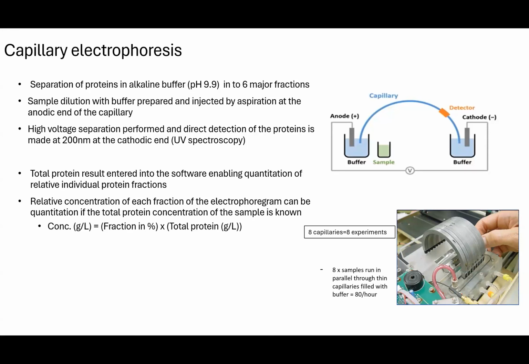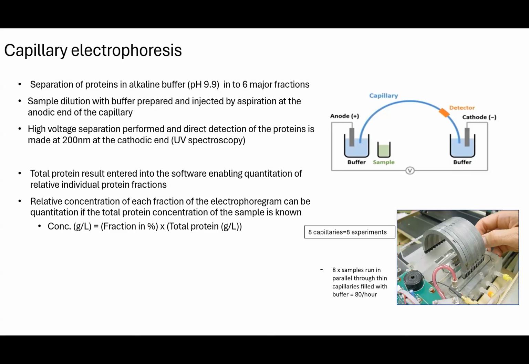And we talked about inside the capillary. On the top right picture, you can see that the sample is diluted with buffer, and then it enters the capillary from the anodic end of the capillary. Then we apply very high voltage, and the separation happens. And then there is the detection of the protein, which is made at 200 nanometers, or I've seen 220 as well. I'm not sure which one, maybe it's the range. But basically, that's where it's detected by UV spectroscopy.